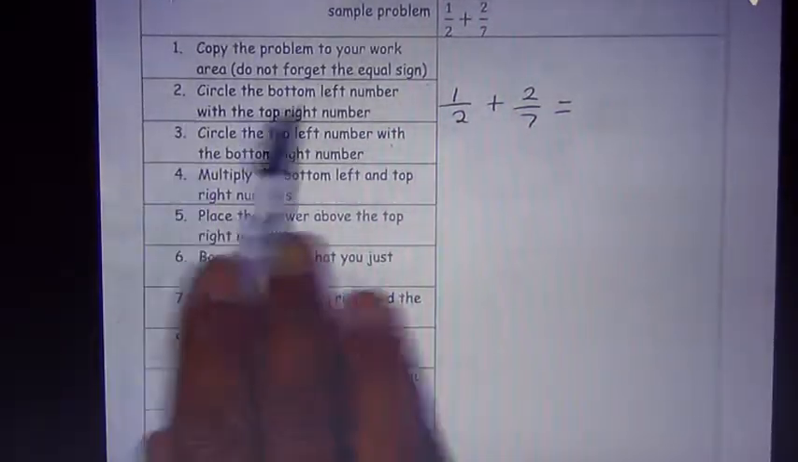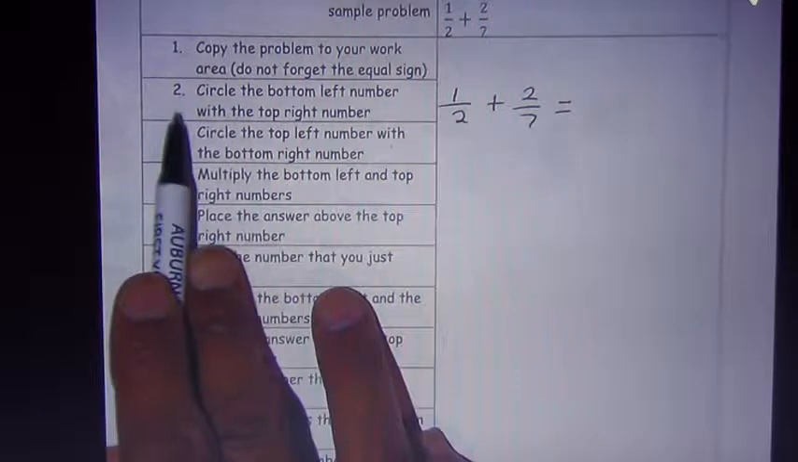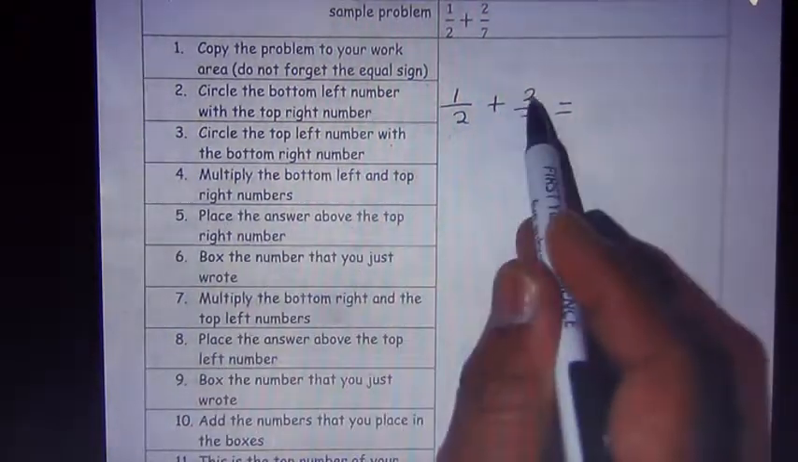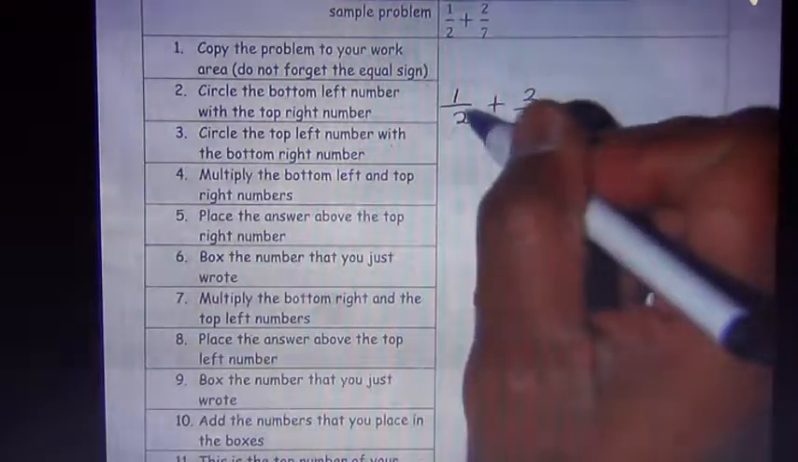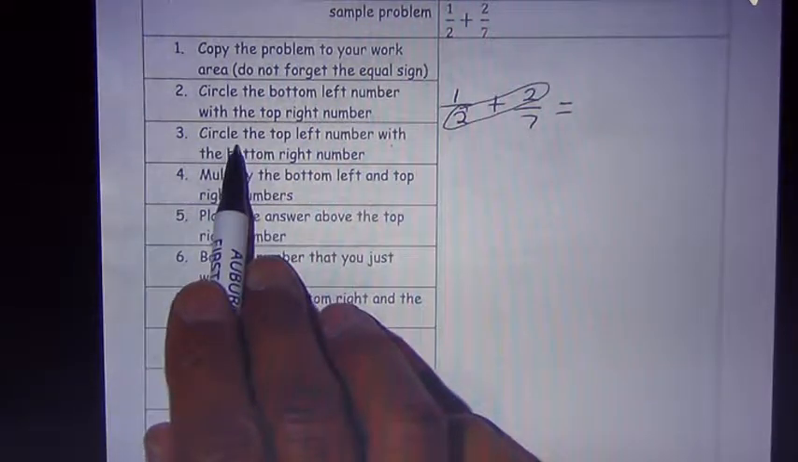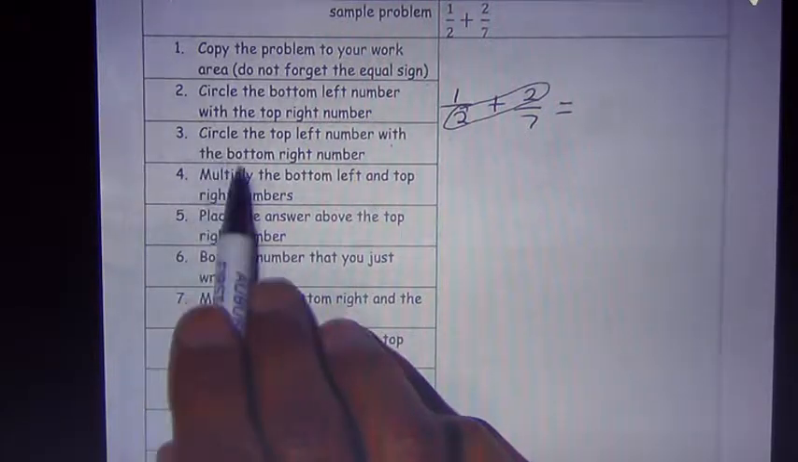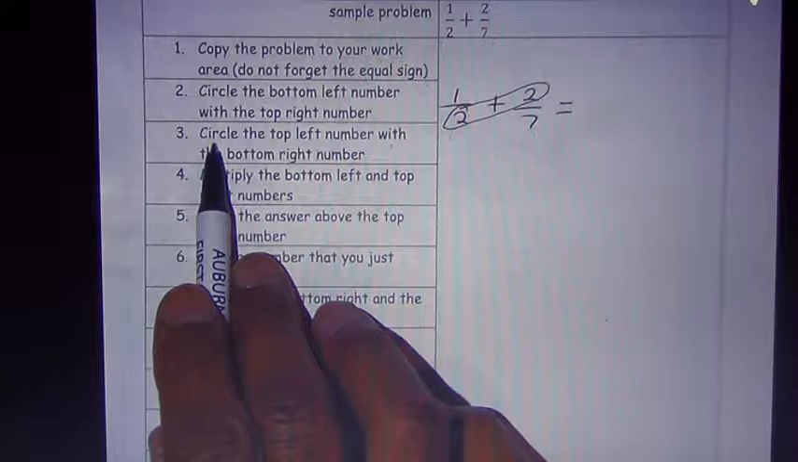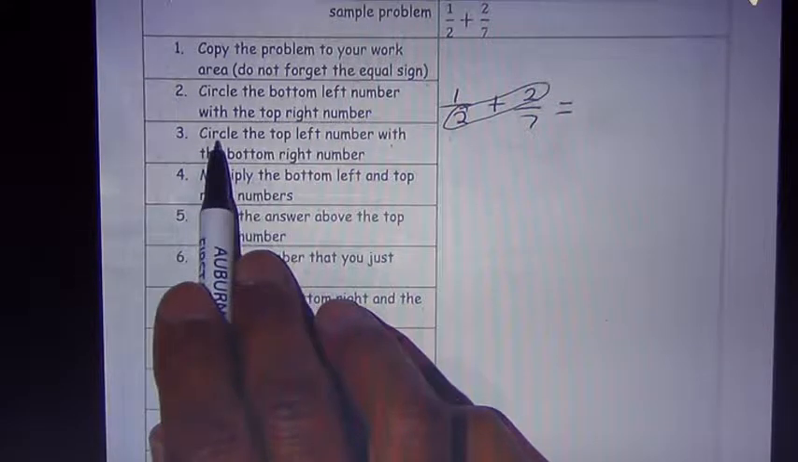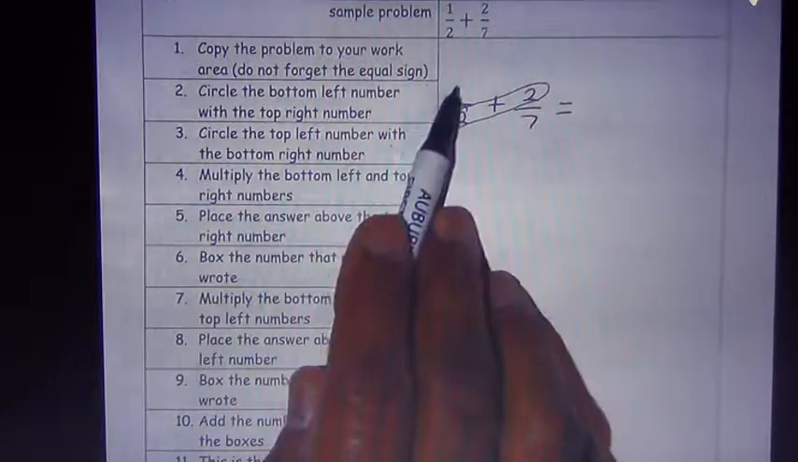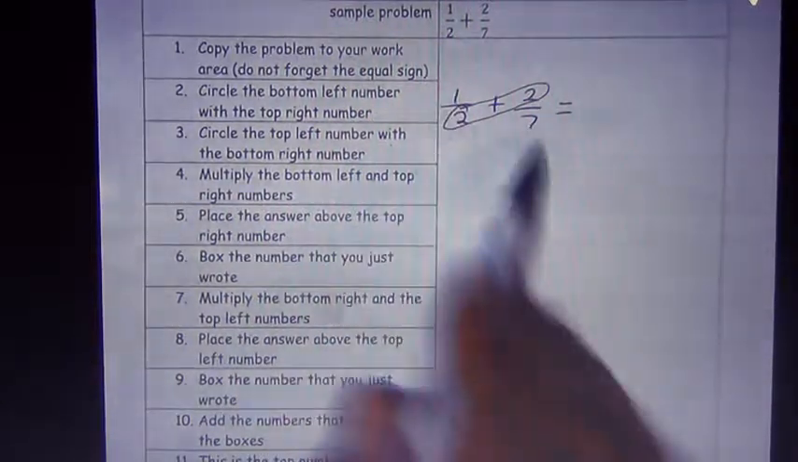We're going to circle the bottom left number with the top right number. The bottom left, top right. We're going to circle the top left number with the bottom right number. Top left, bottom right.